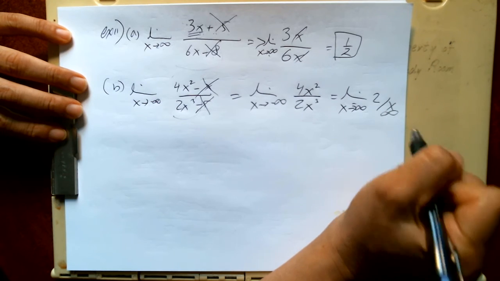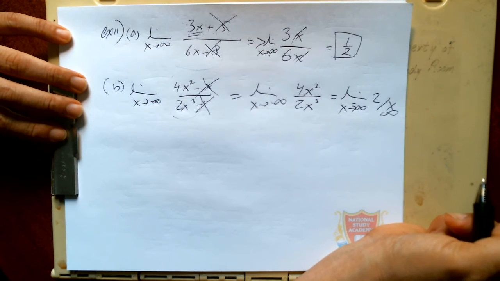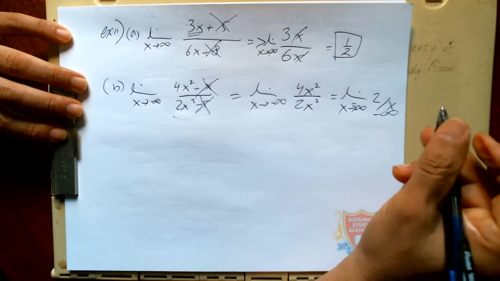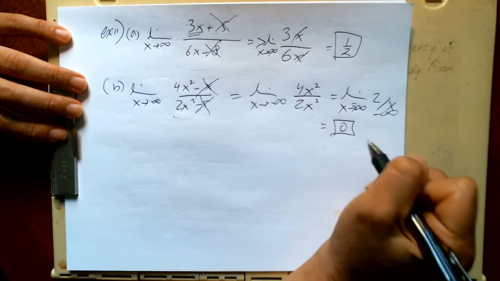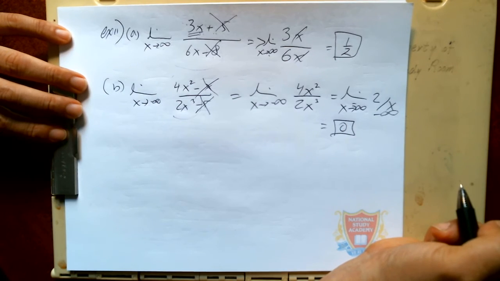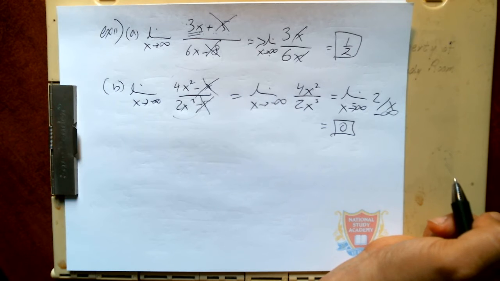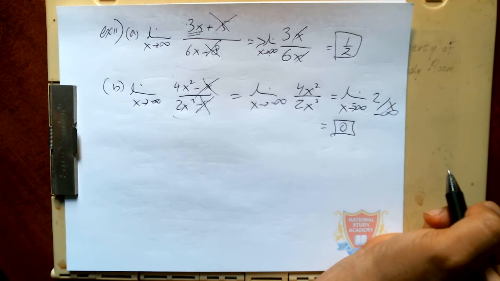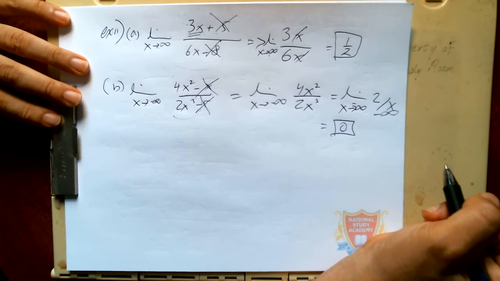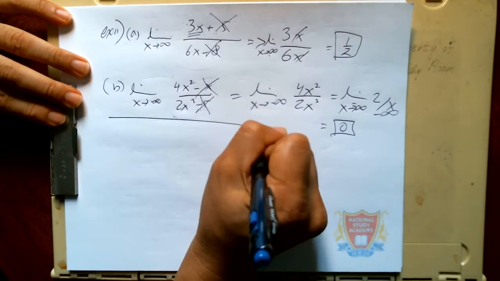Now you can plug in x equals infinity. What's 2 over negative infinity? You end up with 0. All that for nothing again. Got it? I'll let you do part C on your own to see what you get, all right? Example 12 gets a little bit more difficult.